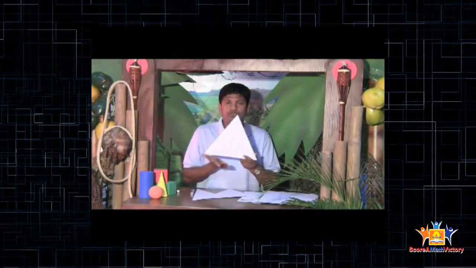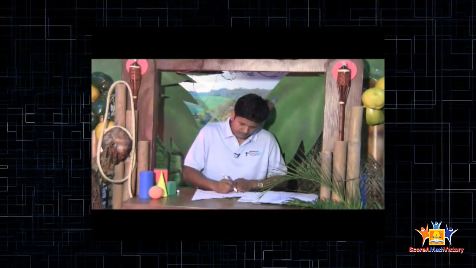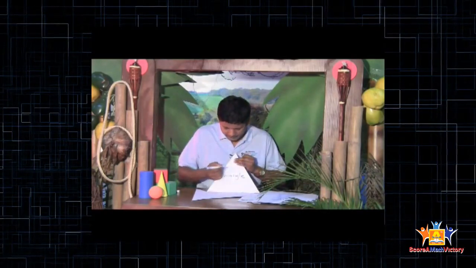Now let's look at another one. When you have three sides, 1, 2, 3, that is called triangle. Triangle, and this one has equal length, so it's called equilateral triangle. So let's write that down. This is triangle. Since these are the same length, it's called equilateral. Equilateral triangle. Good.